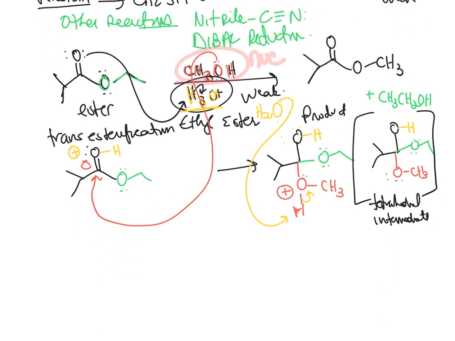Now what happens? Well, we have to protonate. We've got the acid, so now we have another molecule of acid, and we're going to protonate the leaving group. Since we're going from the ethyl ester to the methyl ester, which of these alcohols is going to leave? Right, the ethyl is going to leave. So that is the one we're going to protonate.